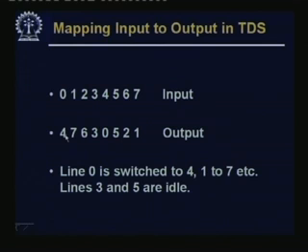And similarly, just as we have 0 to 4, we have 4 to 0. So, this is a bidirectional, duplex communication going on. In the first slot, let us say the 0th slot, line number 4 reads it, and in the 4th time slot line number 0 reads it. So, line 0 is switched to line 4, 1 to 7 etc., and lines 3 and 5 are idle.